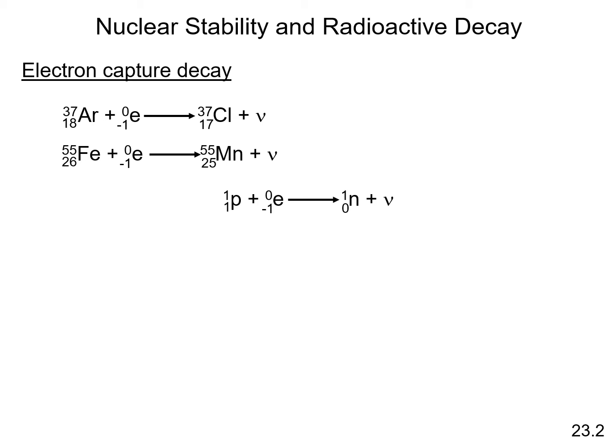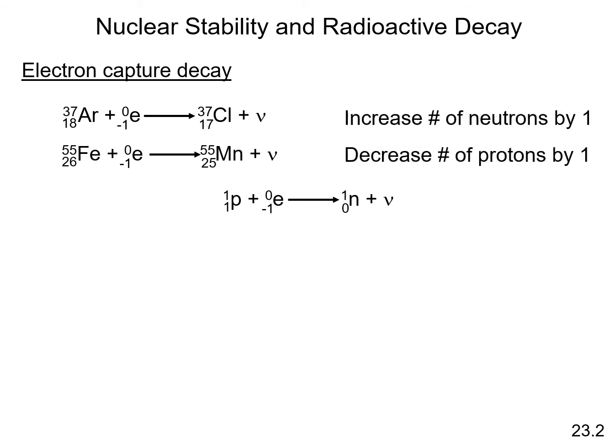Basically, the mass of the neutron is slightly higher than a proton. The slightly higher mass is equivalent to the mass of the electron. So we can say that a neutron consists of a proton and an electron. Proton plus electron gives you a neutron. So there's an increase in the number of neutrons and a decrease in the number of protons.